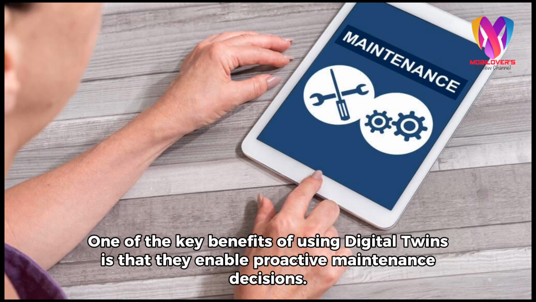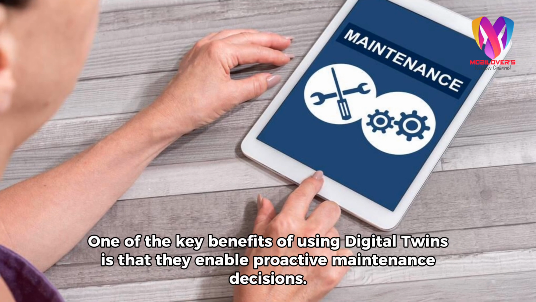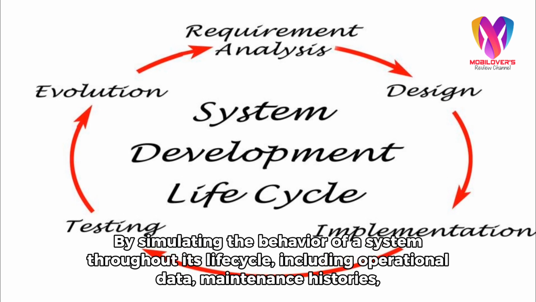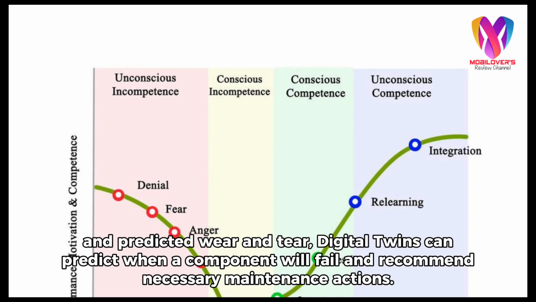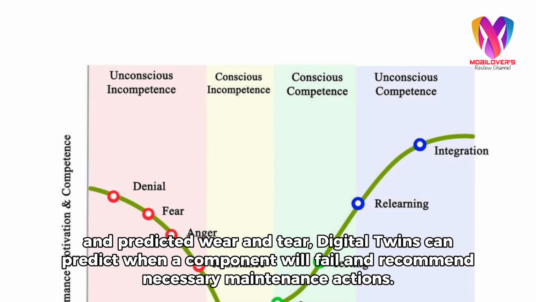One of the key benefits of using digital twins is that they enable proactive maintenance decisions. By simulating the behavior of a system throughout its life cycle, including operational data, maintenance histories, and predicted wear and tear, digital twins can predict when a component will fail and recommend necessary maintenance actions.